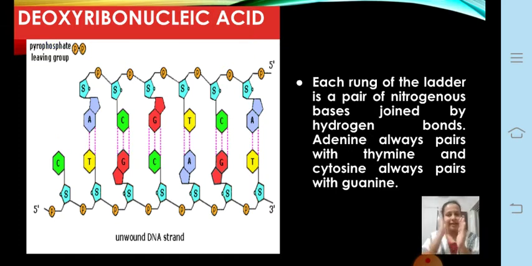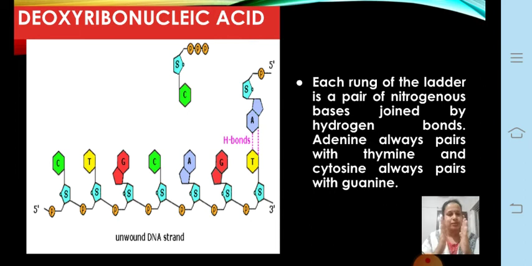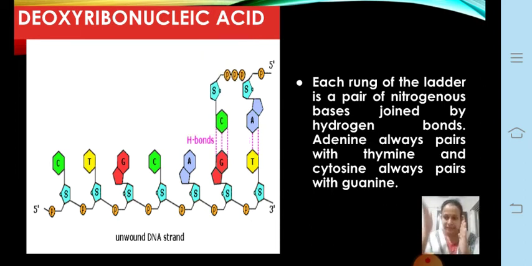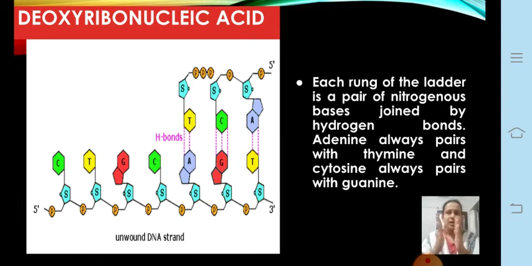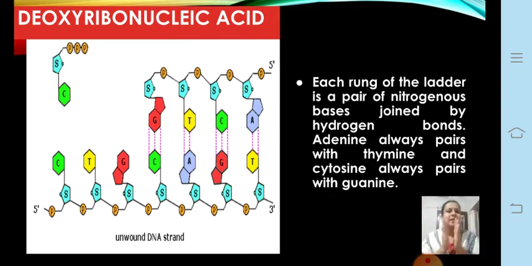How are they joined? It is because the nitrogenous bases are facing each other like this. And how are these nitrogenous bases joined to each other? Suppose in this strand adenine is present. On this strand, what will come? Thymine will come and join to adenine. If thymine is on this side, then what will come? Adenine will come and join. Suppose cytosine is there, then guanine will come and bind with cytosine. Suppose guanine is there, then cytosine will come and bind.